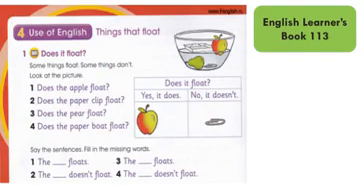Okay, this time, kids, I want you to open your English Learner's Book to page 114. Things that float. Have you seen a bowl of water? There are things inside the bowl of water. We have the apple, the pear, paper clip, and a paper boat. Does it float? Some things float, some things don't. Look at the picture with the arrow.